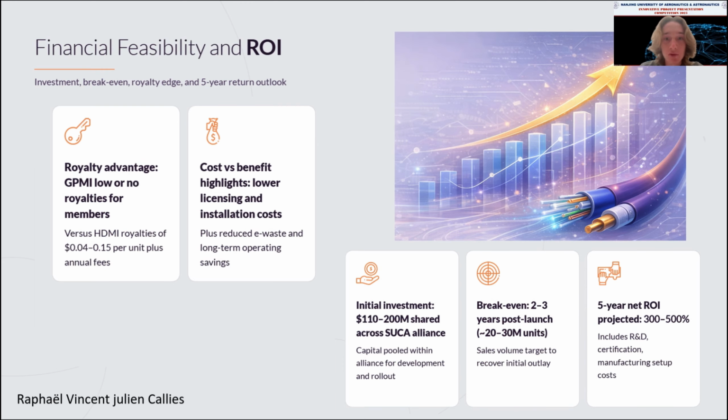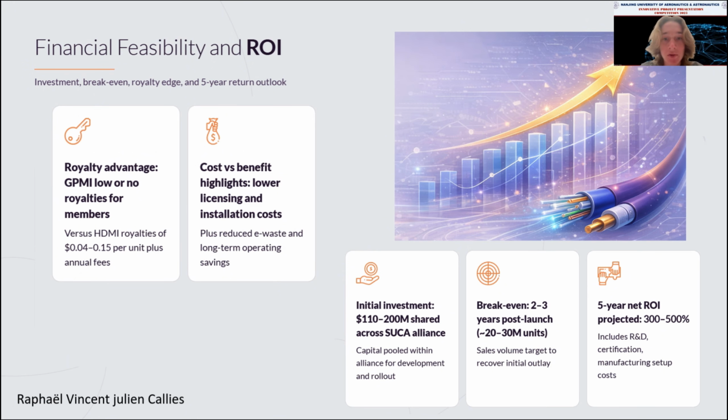This slide outlines the strong financial feasibility and return on investment for the GPMI project. The business case begins with a clear competitive advantage in licensing. Unlike standards like HDMI, which charge per-unit royalties and annual fees, GPMI is structured for alliance members to benefit from low or no royalties, drastically reducing the bill of material cost. When combined with lower installation cost and the long-term operating savings from reduced e-waste and cable redundancy, the total cost of ownership is highly attractive.